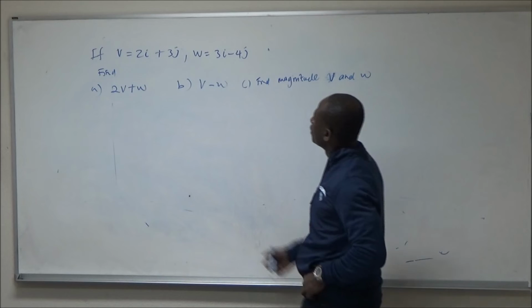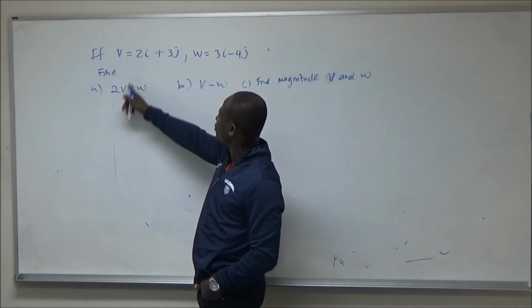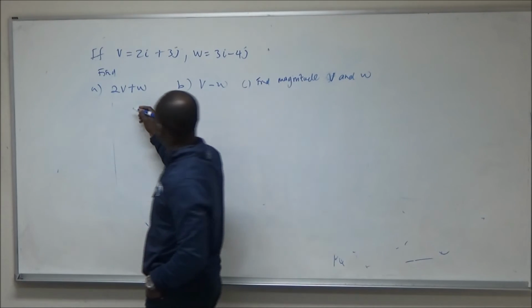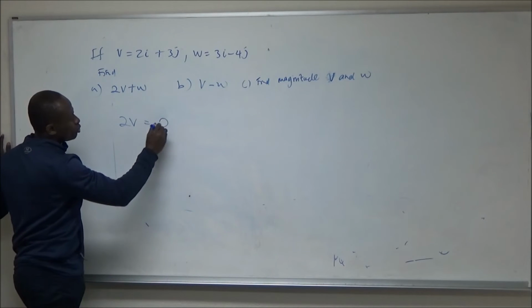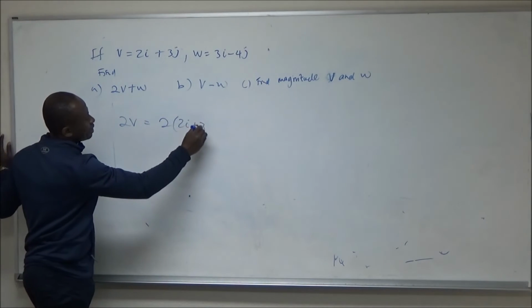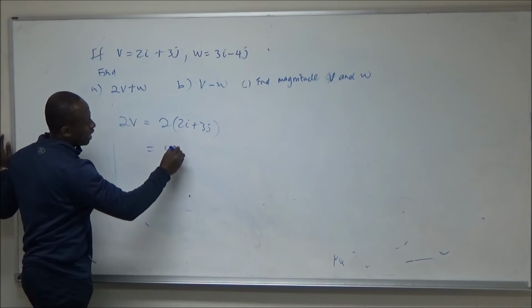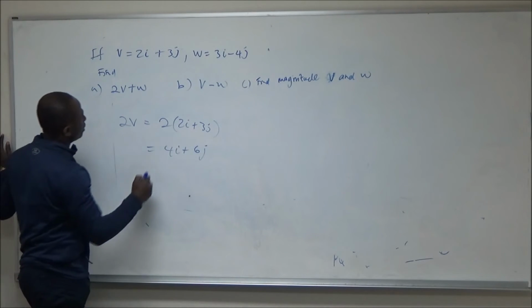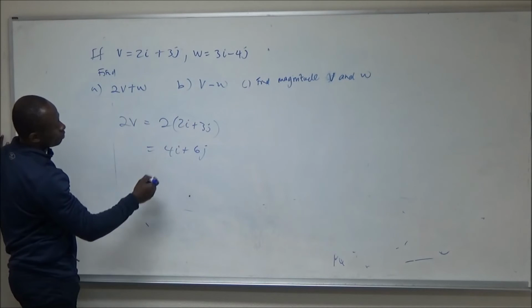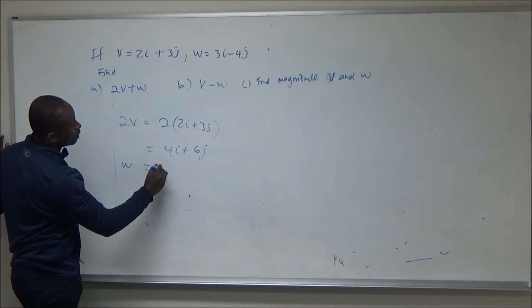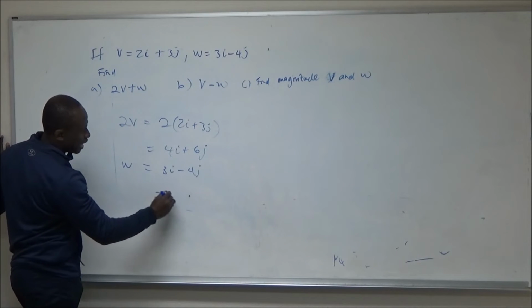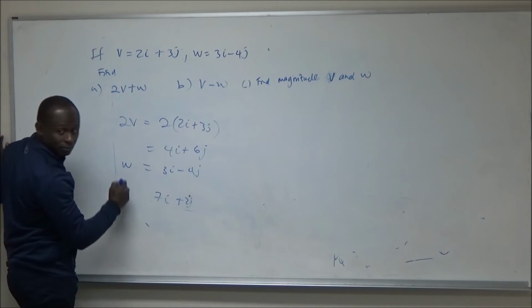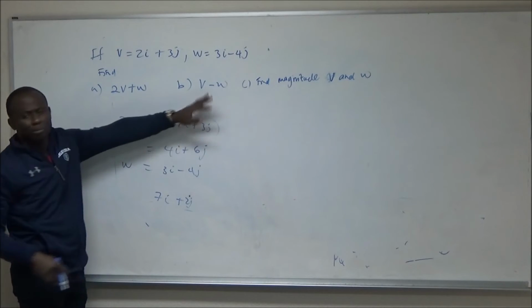Okay, so this one is simply just 2 times 2, right? Let's find 2v. 2v is simply what? 2 into 2i plus 3j, which gives you 4i plus 6j. You add that to w. W was what? 3i minus 4j. Add that, you get 7i plus 2j, right? That's the first one. So let's not even bother doing this one.